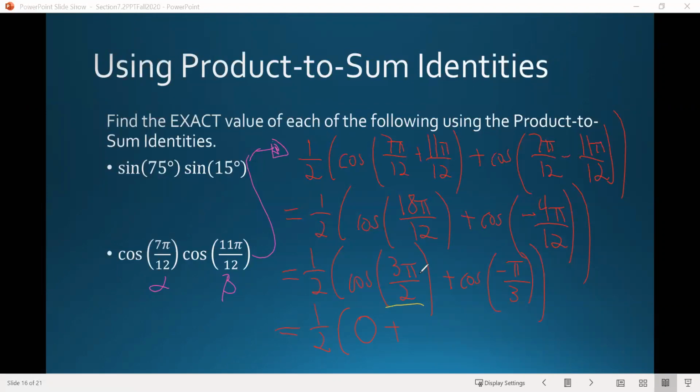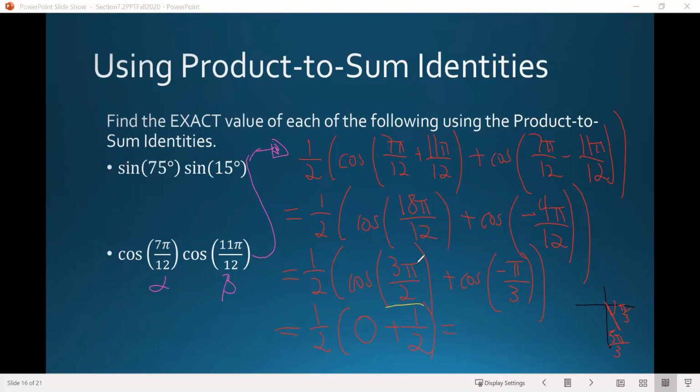Now, negative pi over 3 is not explicitly on the unit circle, but let's think about where it would be. Since it's negative, we'd be working in the fourth quadrant, down here with a reference angle of pi over 3. And if we think about it, there's another angle in the fourth quadrant on the unit circle that has a reference angle of pi over 3, and that would be 5 pi over 3. So negative pi over 3 is coterminal to 5 pi over 3, and the cosine there is positive 1/2.